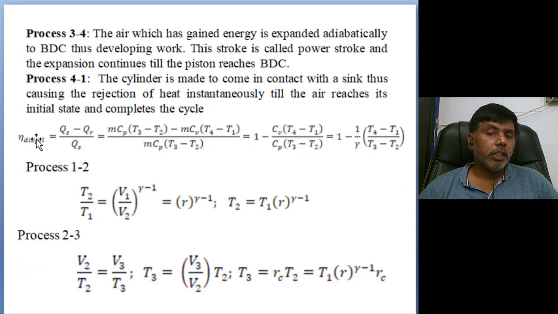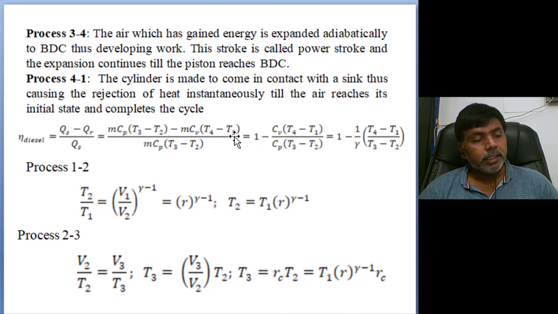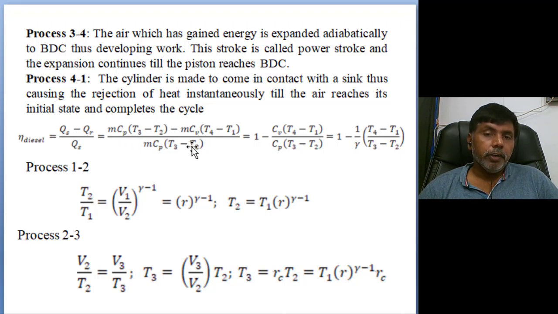Then the efficiency of the diesel cycle: we derived heat supply minus heat rejection, divided by heat supply. Heat supply is at constant pressure, so m Cp (T3 minus T2). Heat rejection is at constant volume. In all transport vehicles, heat rejection takes place by a constant volume process only. Then divided by heat supply: 1 minus Cv by Cp times (T4 minus T1) by (T3 minus T2). Cp by Cv is gamma, so Cv by Cp equals 1 by gamma. For simplification of the equation, we convert all temperatures into T1 form.